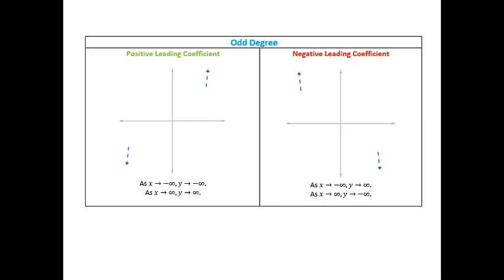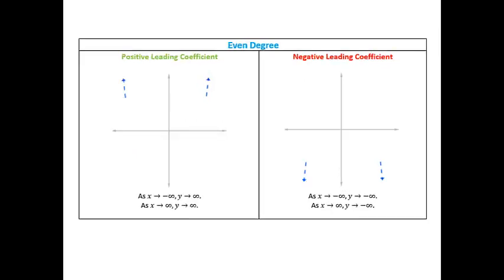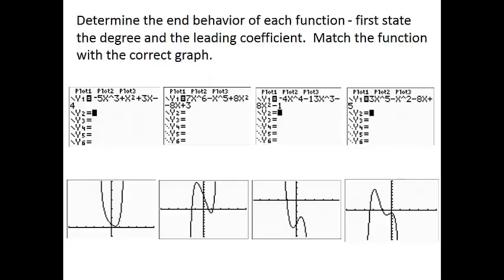And then likewise for an even degree with a positive leading coefficient and negative leading coefficient, the ends will either be both up or both down depending on the sign of the coefficient. For this particular slide, I want us to determine the end behavior of each function by first stating the degree and leading coefficient, and then we'll match it with the graph that it has to correspond to.